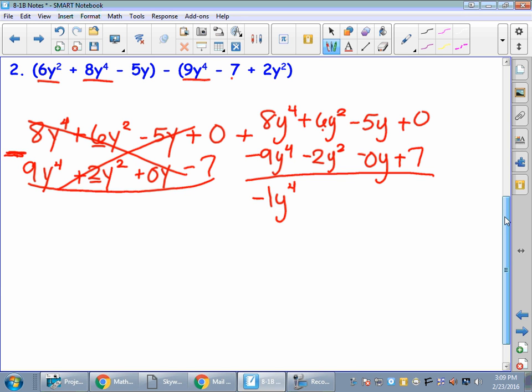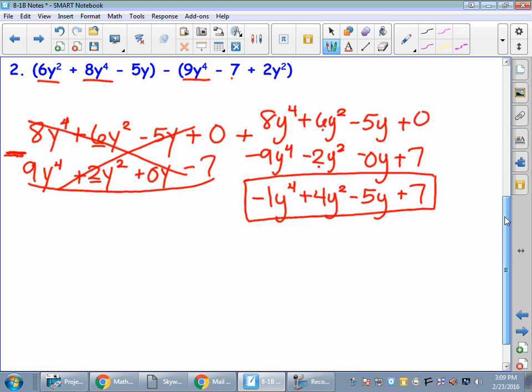Positive 6y squared minus 2y squared leaves me with a positive 4y squared. Negative 5y, take away 0y, is still a negative 5y. And 0 plus 7 is still positive 7. So this is the difference of those two trinomials up above. And that's the vertical method. You can align the numbers vertically.